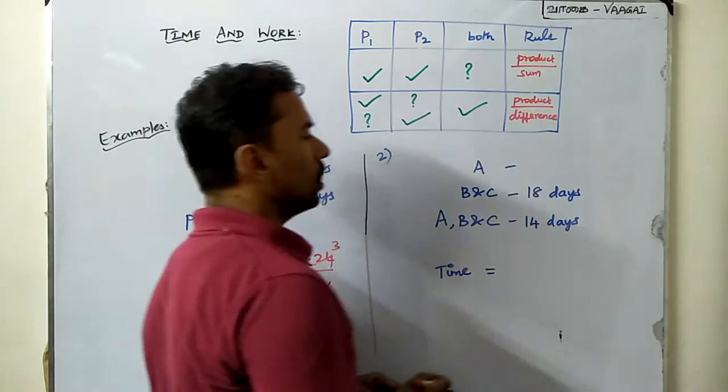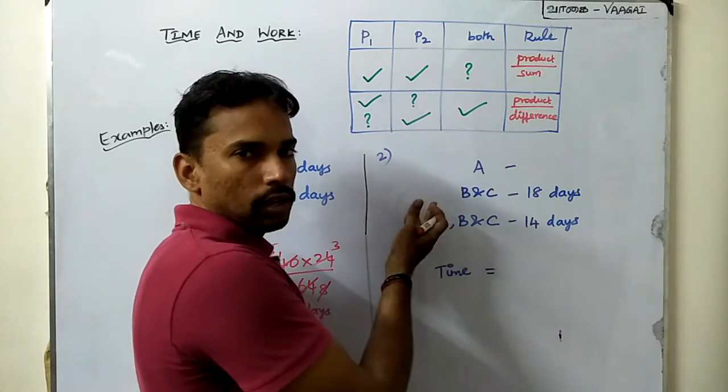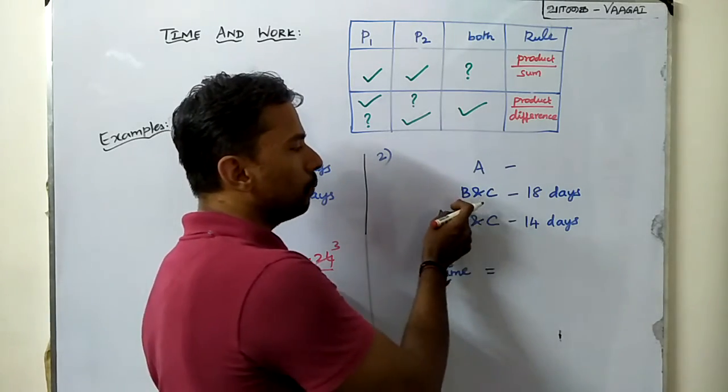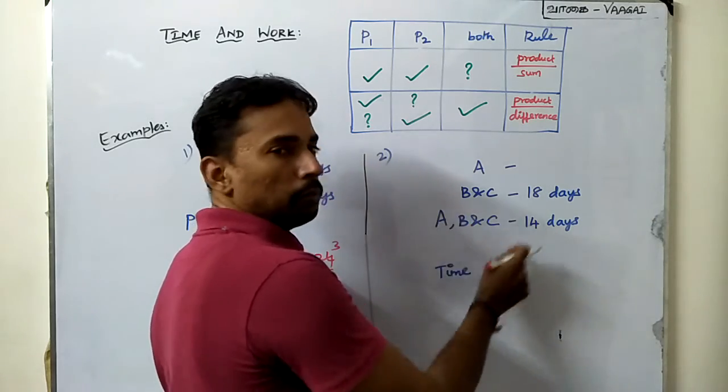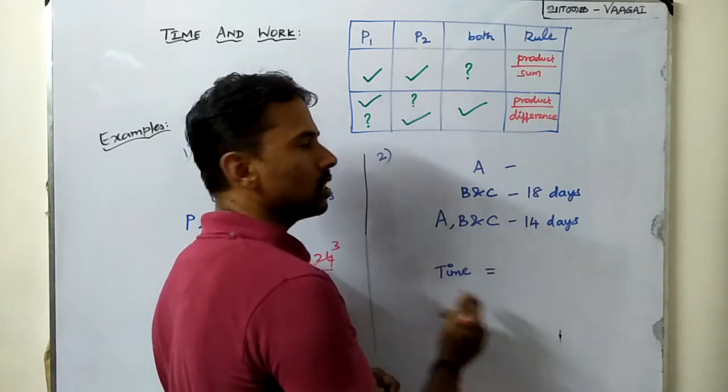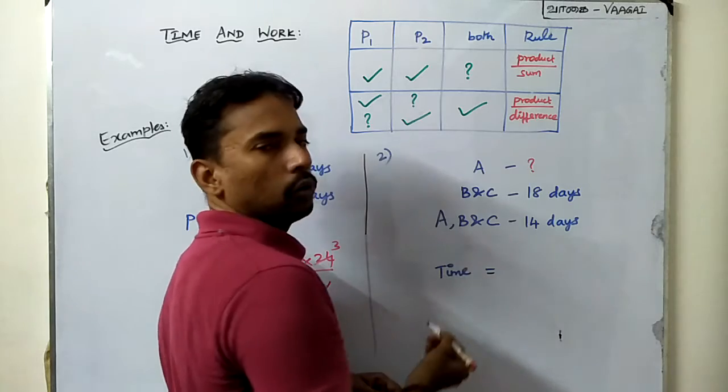And come to the second one. Here the question is, there are actually 3 people here, A, B and C. So it is given that B and C together can complete the work in 18 days. A, B, C, all 3 people together can complete the work in 14 days. And the question is, how long will it take for A alone to complete the work?